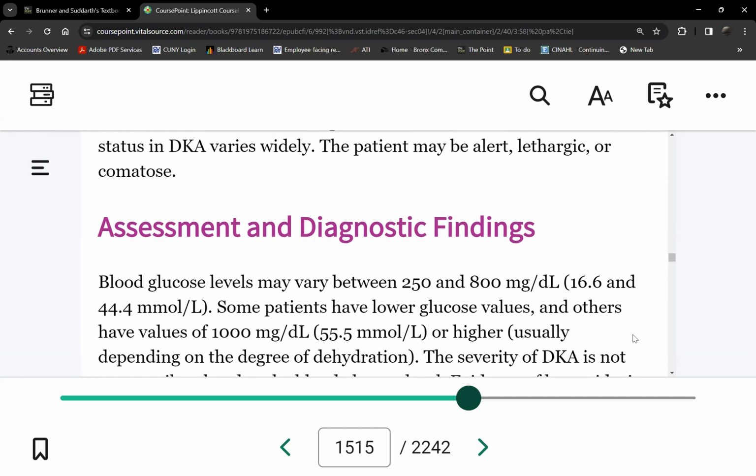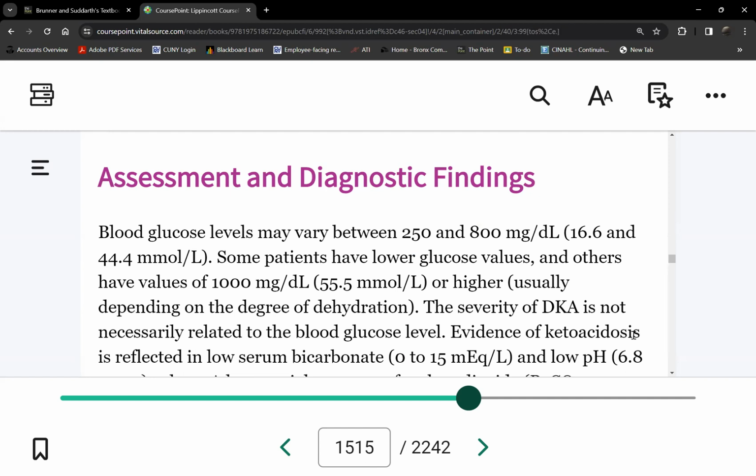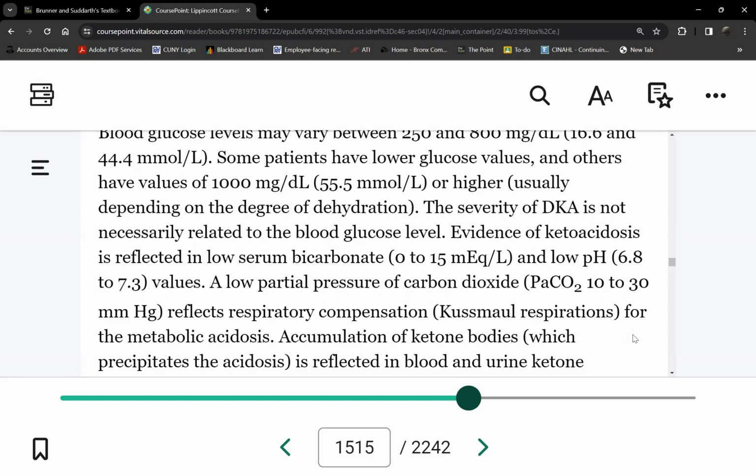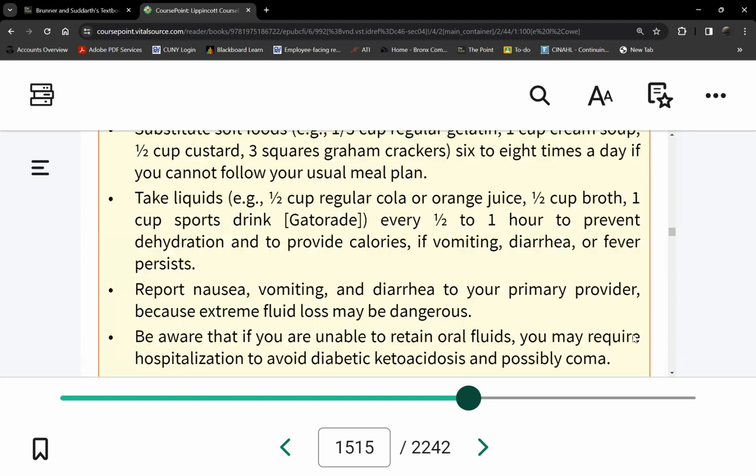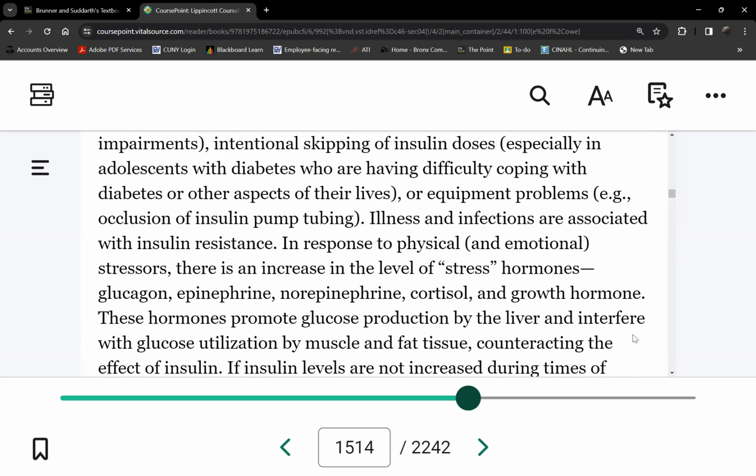Like I said, this can also occur in type 2. But the main feature in DKA is really the acidosis. If you go back up here, what are the 3 key main features of DKA?